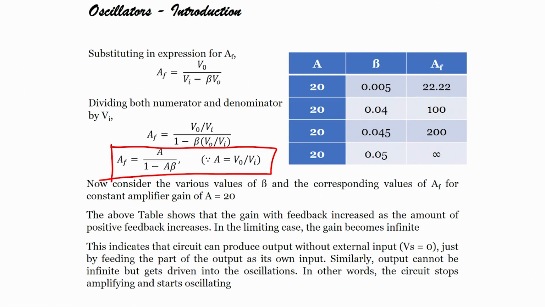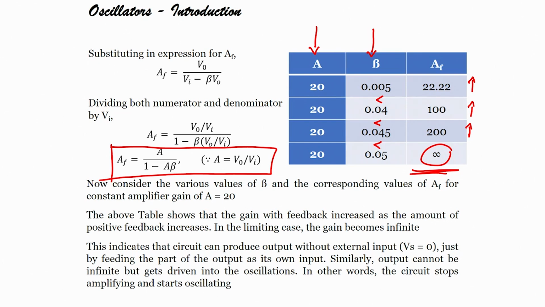Now, here we have kept A constant at 20 and we are increasing beta, as you see here: 0.04 is less than 0.045, which is less than 0.05. That means we are increasing beta, correct. On increasing beta, we see an increase in Af to the point that it reaches infinity. Now, actually it cannot be infinite, that means it will start oscillating. So, in other words, the circuit will stop amplifying and start oscillating, right.